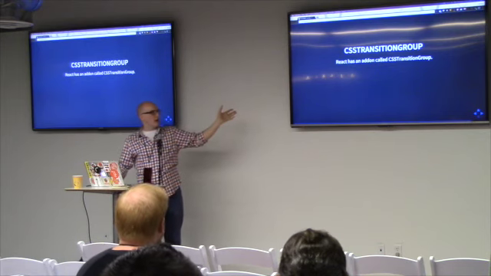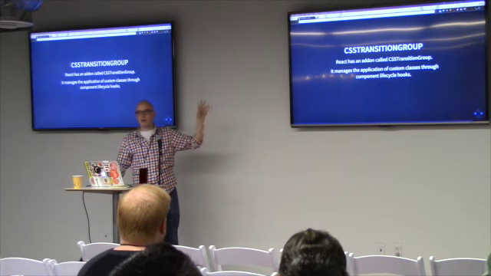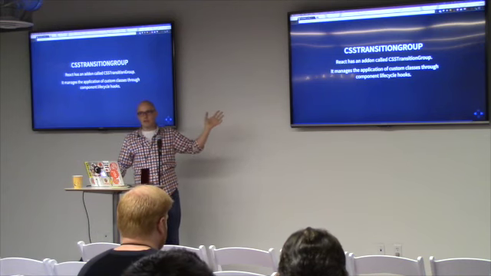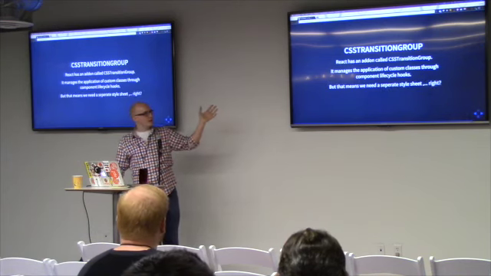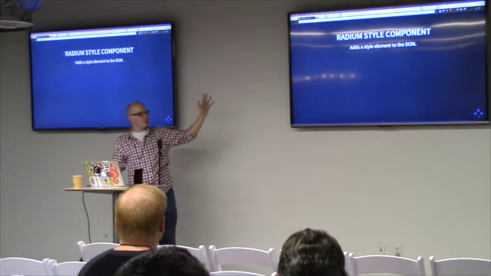Transition Group. Basically, it's just going to add special classes to your component at different lifecycle hooks that you can write styles to consume, right? You're still going to have to write that separate style, which is a pain in the butt. But we've got Radium style component. One more thing from Radium.